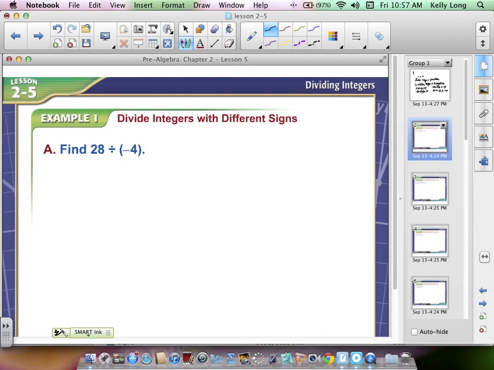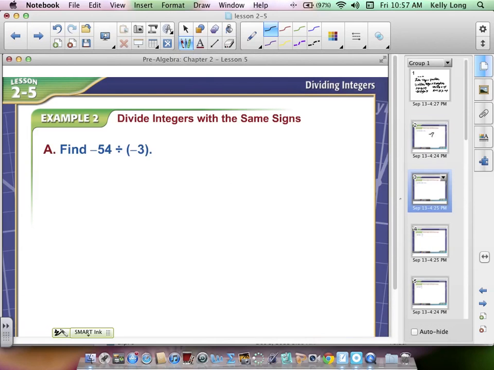All right, here we go. Some examples. This can be on your regular video notes now. Find 28 divided by negative 4. Like signs or unlike signs? Unlike signs, so I know whatever my answer is going to be negative. And then 28 divided by 4, you know, is 7. So your answer is negative 7. Okay, let's do another one.